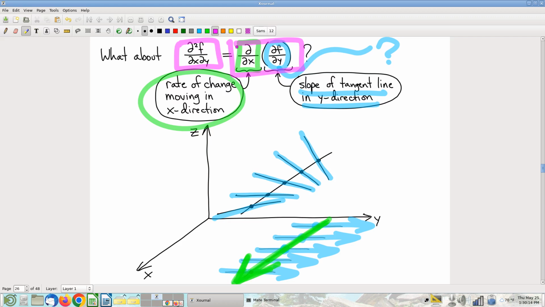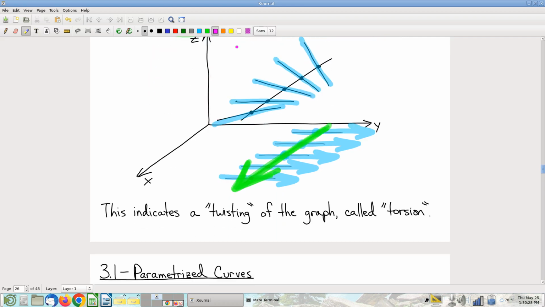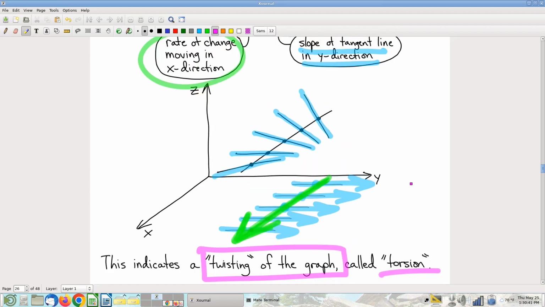So that's what mixed second partials look like on graphs. It's hard to visualize. But mixed second partials represent a twisting of the surface, specifically the graph. And sometimes that's called torsion. Just a word, don't worry about it. All right. Okay, is everybody happy?